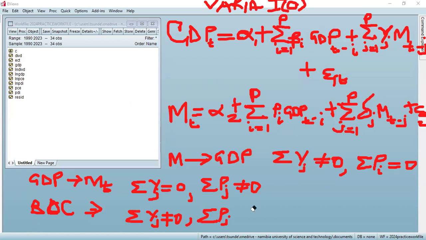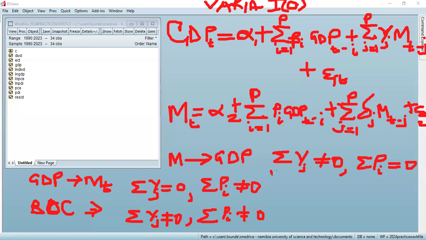In equation 2, this is rho I. You were supposed to correct me here. It's supposed to be rho I. Rho I is also not equal to 0 for there to be bidirectional causality. So it means in equation 1, money supply is causing GDP, and in equation 2, GDP is causing money supply. So this is the condition for bidirectional causality.